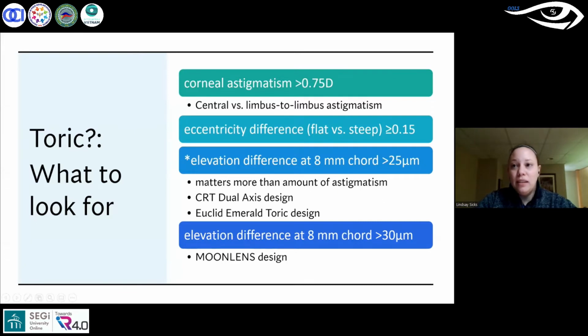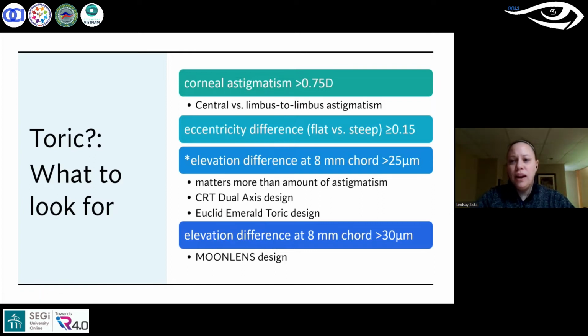Depending on the lens design, they may have different metrics for how they do that. So I'll just give you my experience with the designs that I work with. With the CRT Dual Axis design by Paragon Vision Science and the Euclid Emerald toric design, if that difference is more than 25 microns at 8mm, it indicates that your patient needs a toric lens design. With the Menicon Z lens design, that difference needs to be a little bit more, about 30 microns, for them to move to a toric lens design.